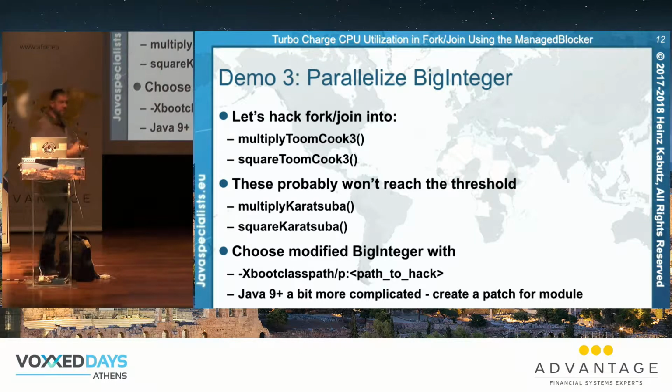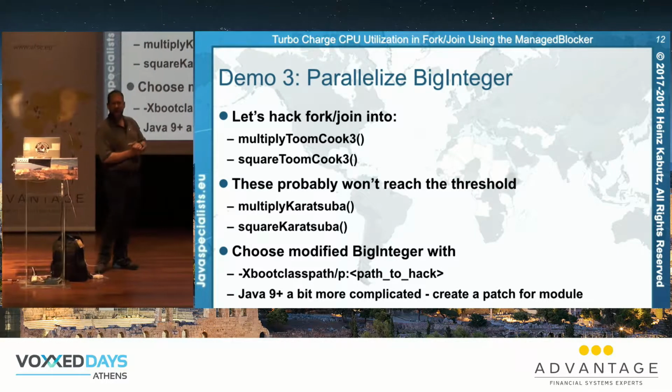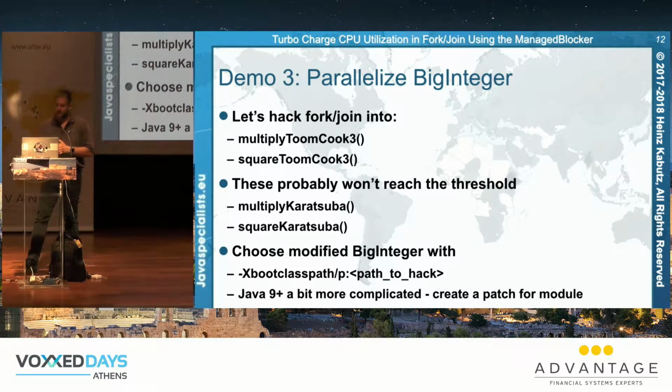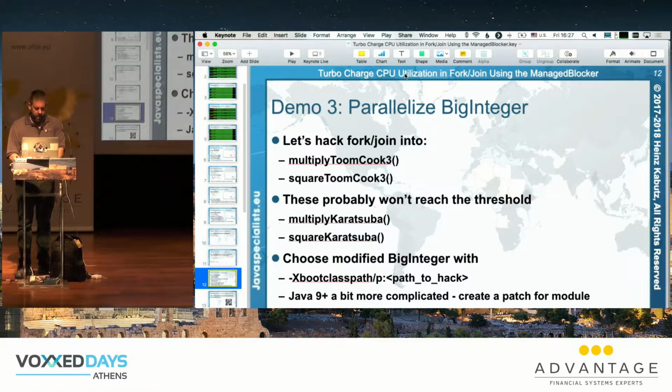Now, I'm using Java 8 for the reason that it's easier to hack than Java 9. You can also hack Java 9, but it requires 3 steps instead of a single step. I have to create a patch for the module, and then I have to insert the patch, and it's a whole bunch of things. Whereas in Java 8, you just add it to the boot class path, and it's much easier. So let's do that.